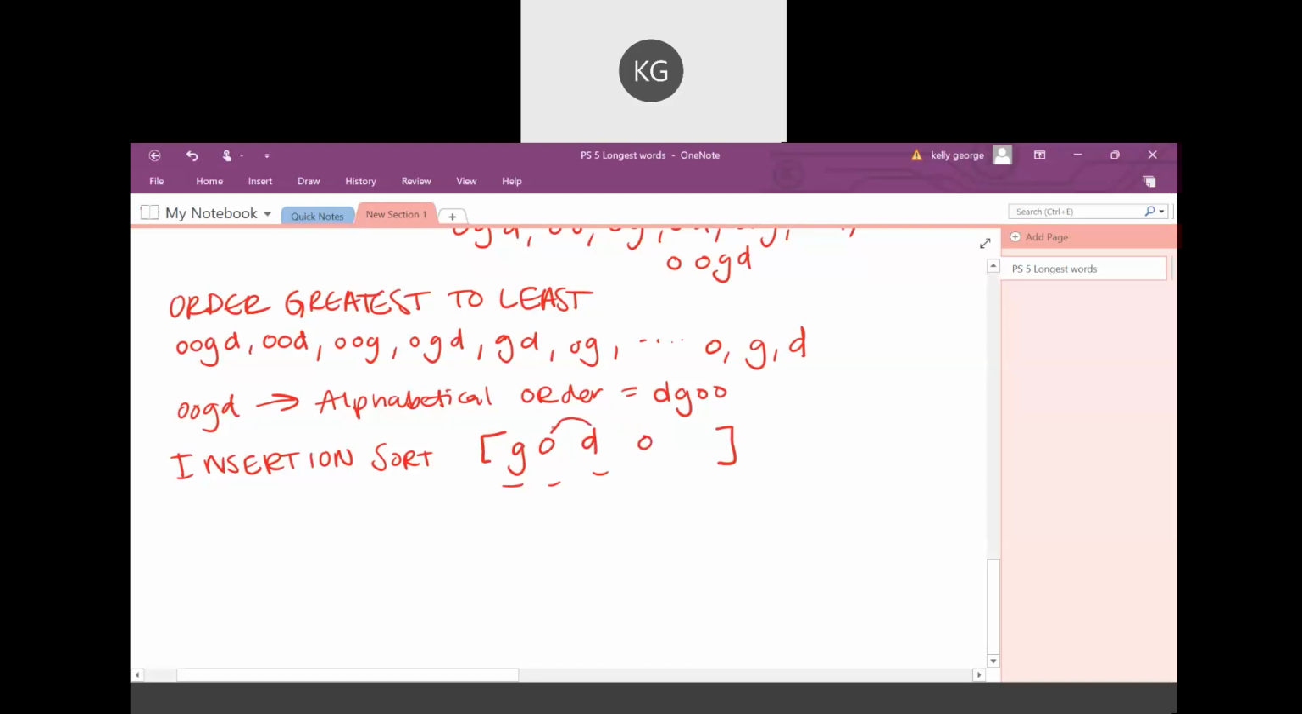Now we compare D with this O, and it's the same, D and O, so they need to be switched too. And then compare this with this. Do they need to be switched?